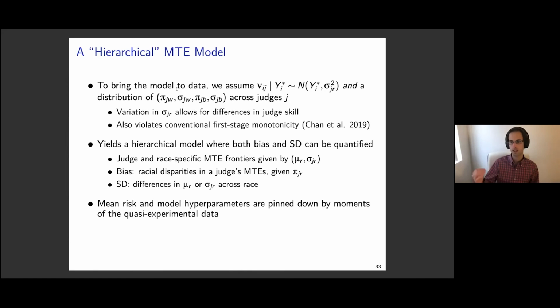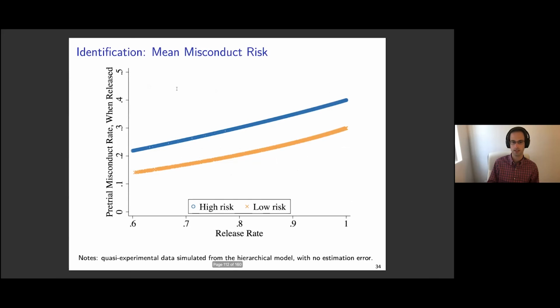So the nice thing about this model that I probably won't go through too much is that the parameters are pinned down by relatively transparent moments in the data. And so we're going to estimate the model parameters by simulated minimum distance. What we need to estimate again is mean misconduct risk, exactly the same as before. High risk individuals, if we look across release rates, if we look at the intercept at 1, that's just going to directly identify the mean misconduct rate for different types of defendants.